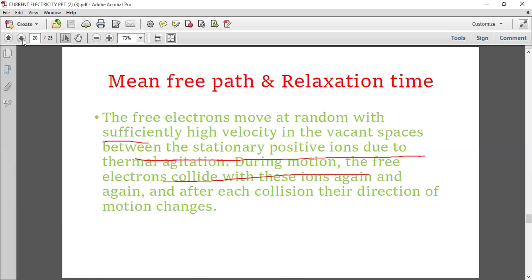It's clear. Now see here, there are two terms: mean free path and average relaxation time. Now what is mean free path and average relaxation time? So see here, what happens here, you can see in this slide I'm going to show you.